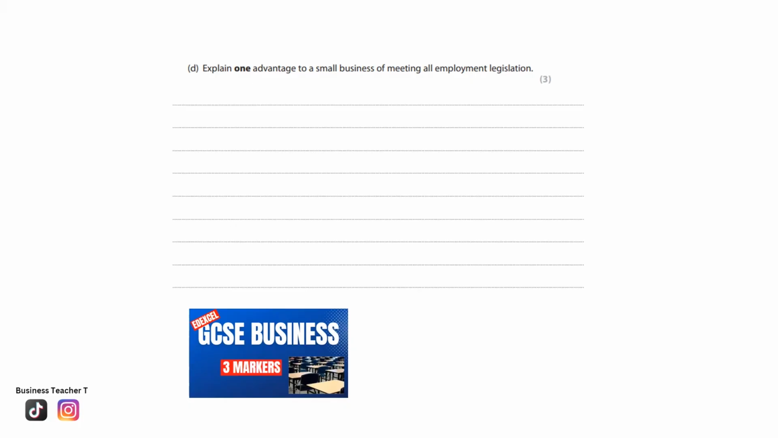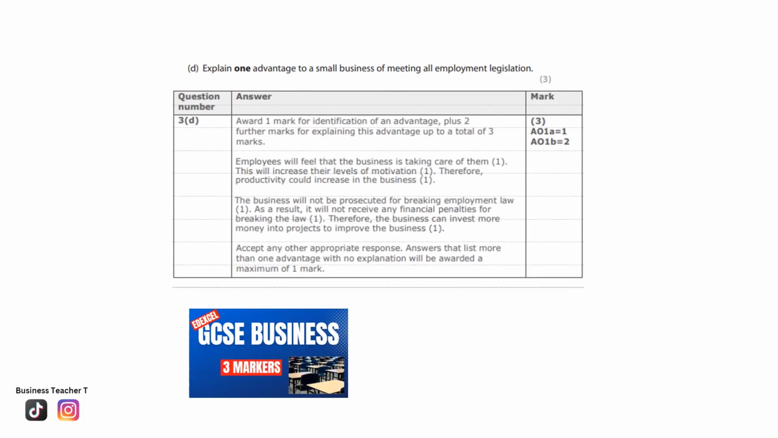Next, explain one advantage to a small business of meeting all employment legislation. Employees will feel the business is taking care of them. This will increase their levels of motivation. Therefore, productivity could increase in the business. Or, the business will not be prosecuted for breaking employment law. As a result, it will not receive any financial penalties for breaking the law. Therefore, the business can invest more money into projects to improve the business.